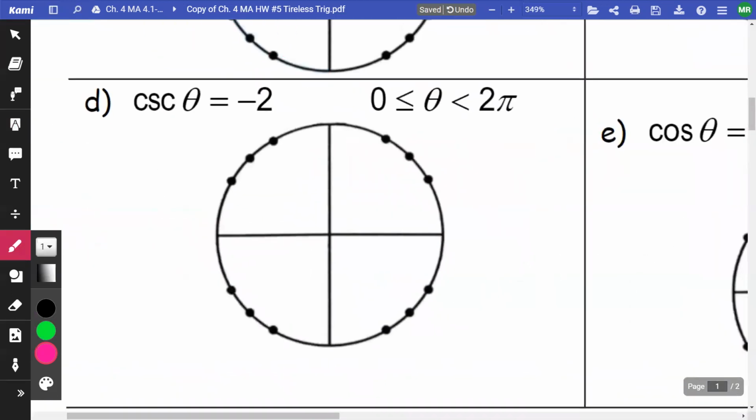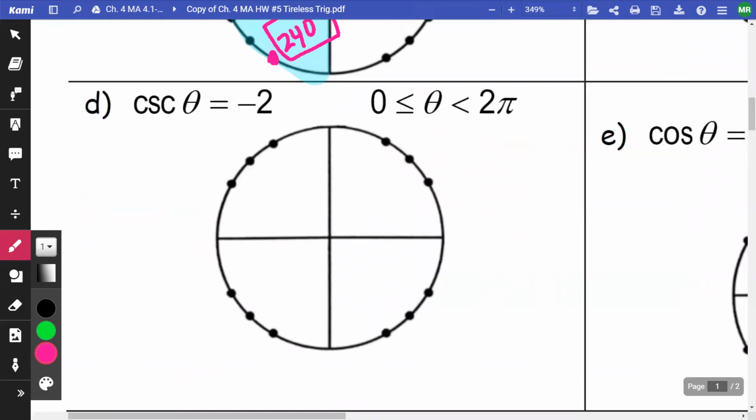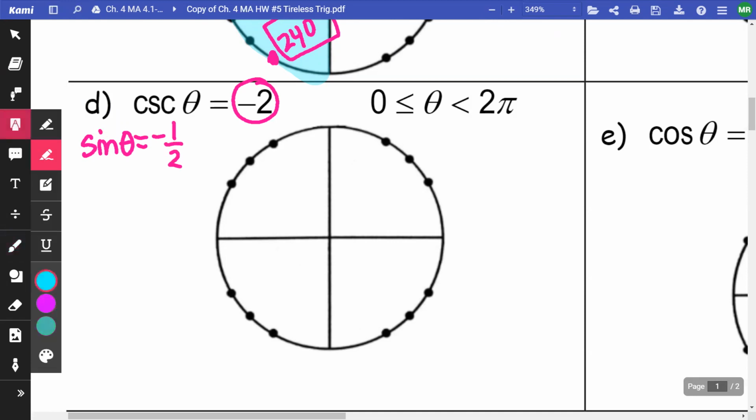On D, remember cosecant's the reciprocal of sine because C doesn't go with C and S doesn't go with S. So sine of that same angle, I'm going to take this and I'm going to write it as a reciprocal. So I really want to know where my sine's a negative 1/2. And my sine is negative in quadrants 3 and 4.